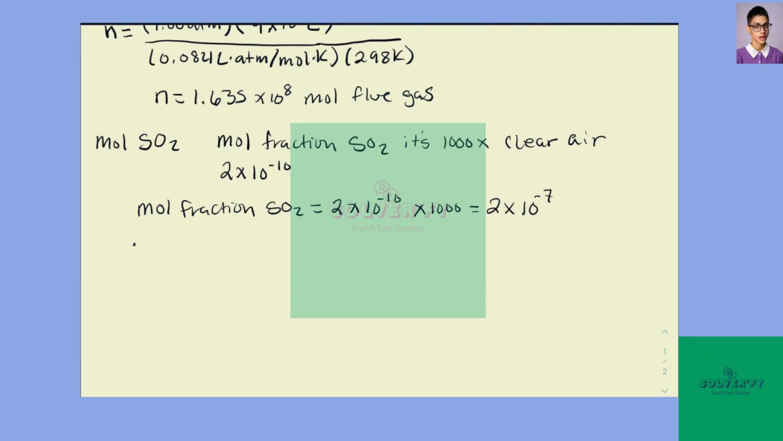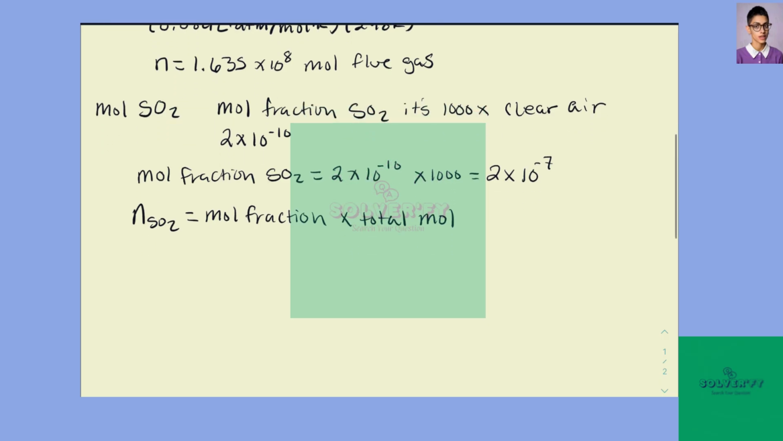All right, and we know our moles of sulfur dioxide is equal to its mole fraction times the total number of moles. We do know the total number of moles, it's how many moles of our flue gas we have. So our moles of SO2 is going to be 2 times 10 to the negative 7 times 1.635 times 10 to the 8 moles. So our moles of sulfur dioxide is going to be 32.7 moles.